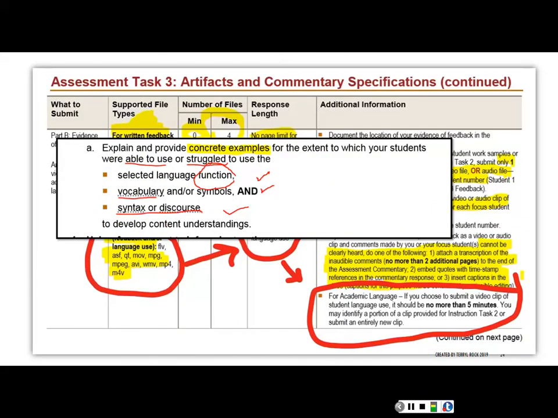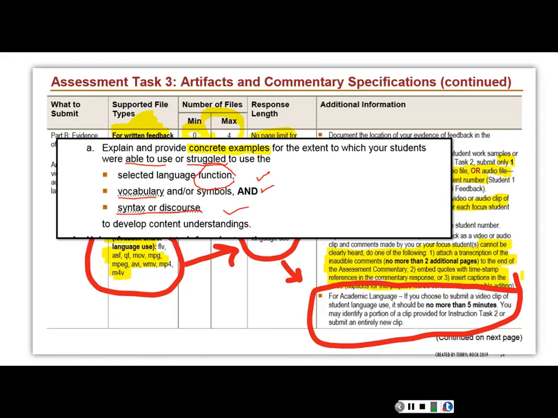But this is from the question. This is the question that you're answering. Explain and provide concrete examples for the extent to which your students were able to use or struggled to use the selected language function, vocabulary and/or symbols, and syntax or discourse to develop content understandings. And they're wanting to see all 3 in your sample. And that's where it gets hard.